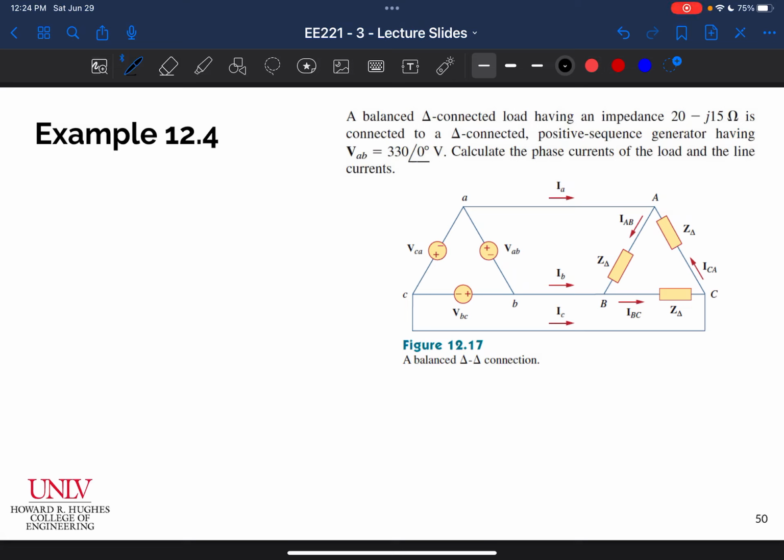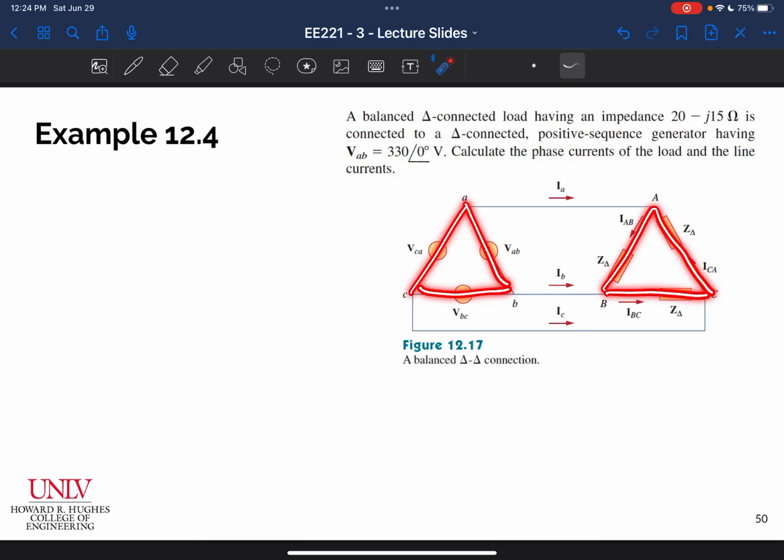All right, so we're on to example 12.4. Clearly, this is a different setup. Previously, we had the Y to Y connection. This is a delta to delta connection. You can see our source is delta connected and our load is also delta connected.